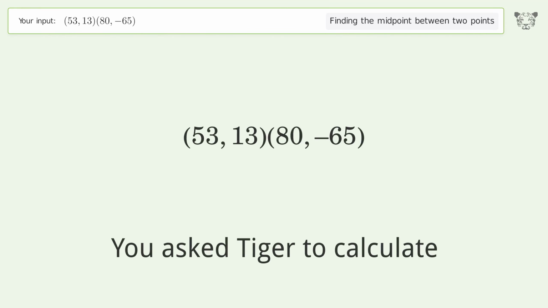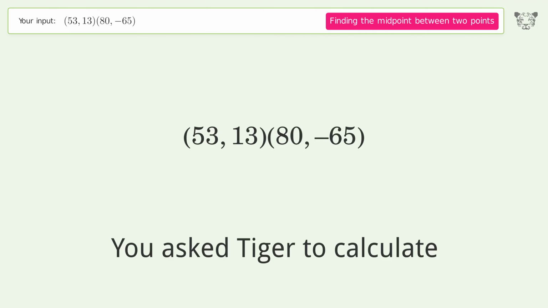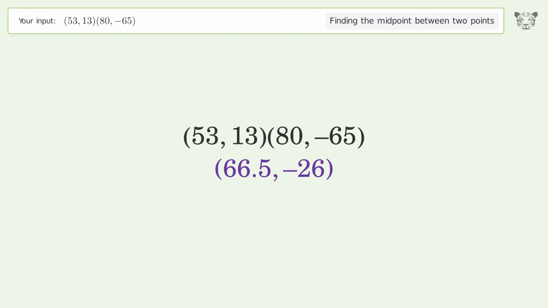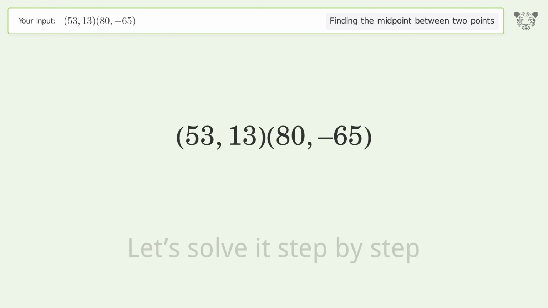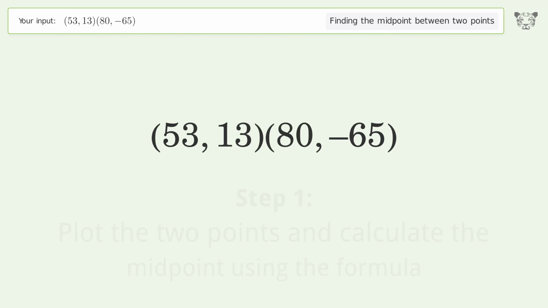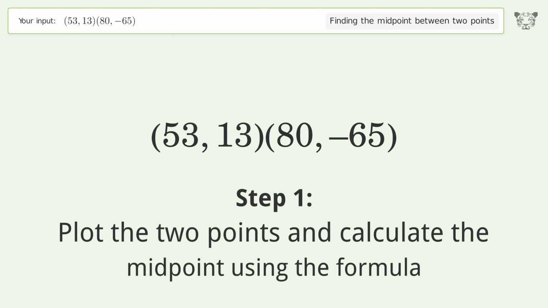You ask Tiger to calculate. This deals with finding the midpoint between 2 points. The midpoint between the 2 points is 66.5, negative 26. Let's solve it step by step. Plot the 2 points and calculate the midpoint using the formula.